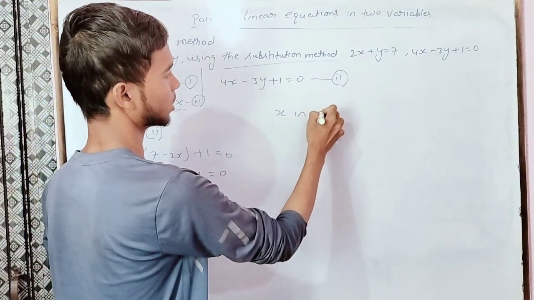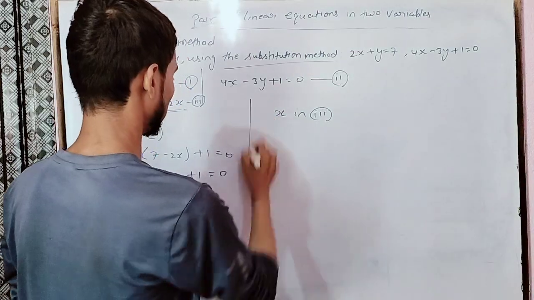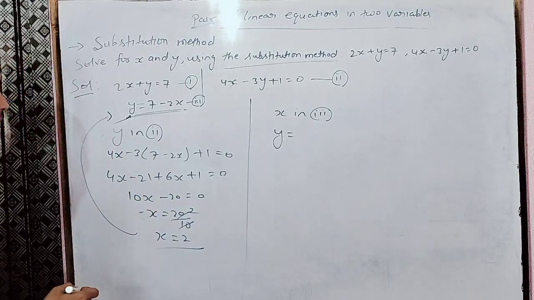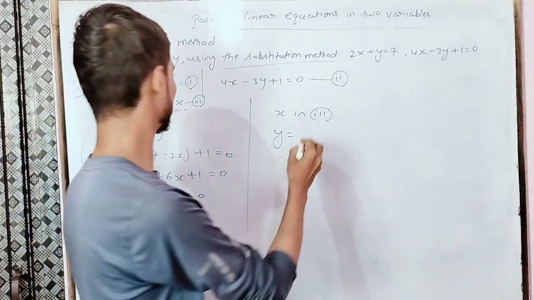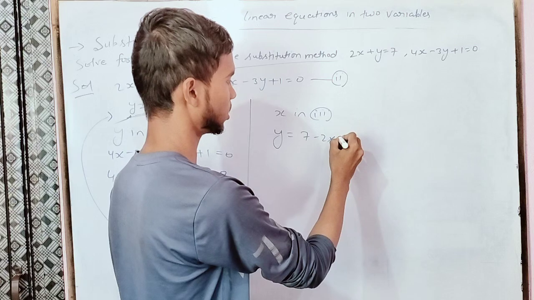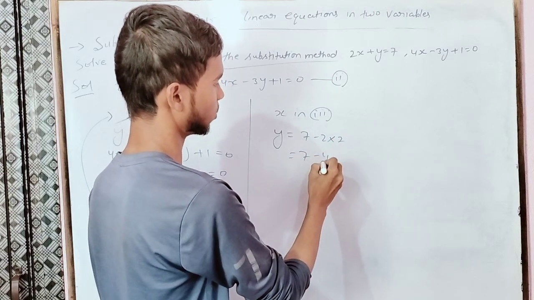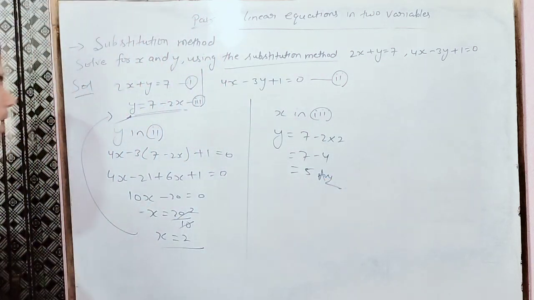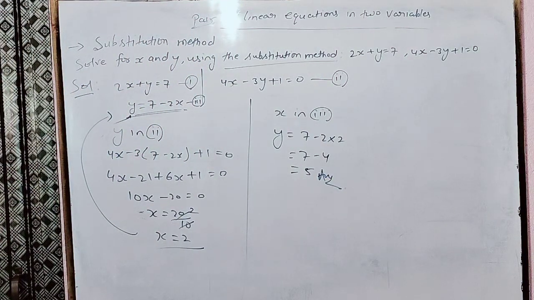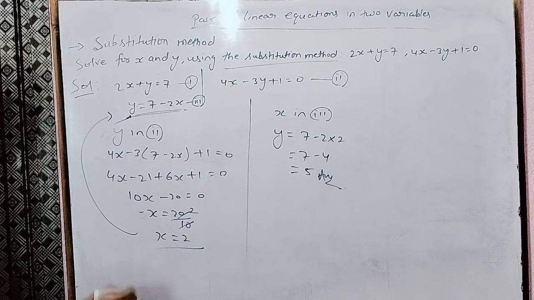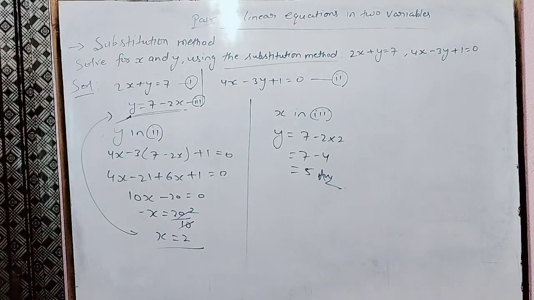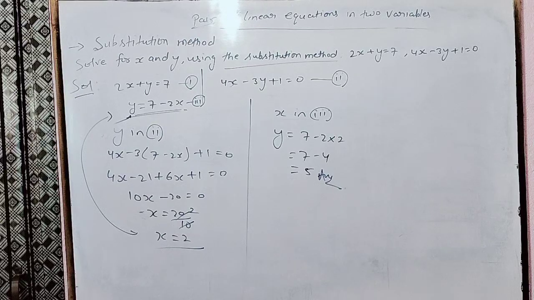So x in the third equation, okay, x in the third equation. From this equation we will get the value of y. So the value of x we got now, okay, 7 minus 2 multiplied by 2. So 7 minus 4, how much is it? 5. So finally we have y as 5 and x as 2, you can see. Okay, that's how you will solve any pair of linear equations by using the substitution method. That's all.